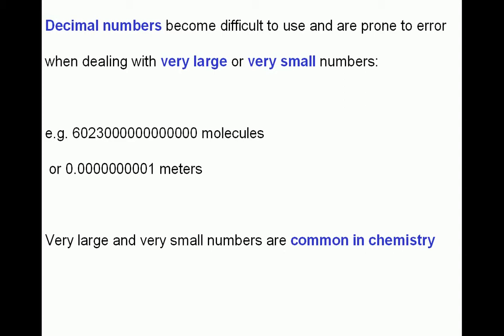So in chemistry, we mentioned before that we often use very large or very small numbers, and so using a decimal expression of these numbers can cause problems. We can make mistakes and it's just hard to read them. So recording this number with the correct number of zeros, you can see that it's likely to be problematic. And similarly with very small numbers, an error is likely when we express these numbers in decimal notation like this. And very large and very small numbers are common in chemistry.